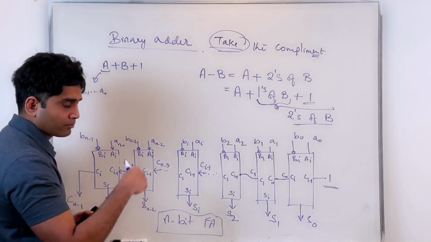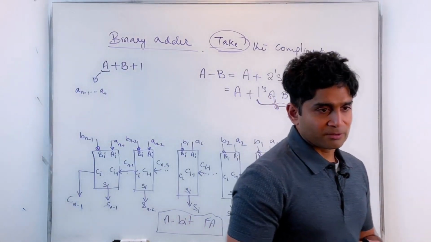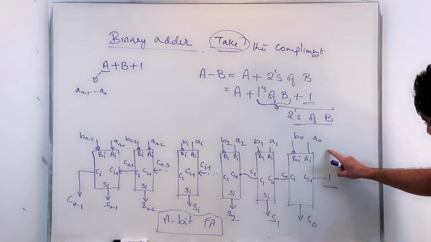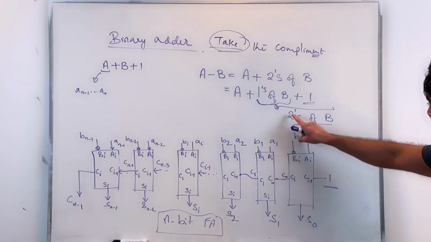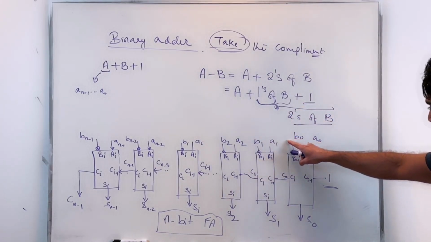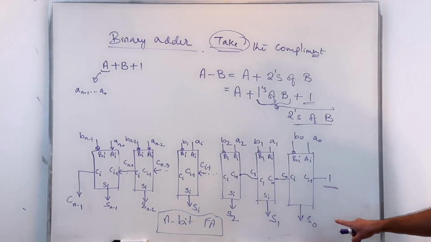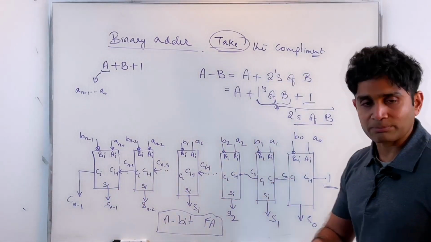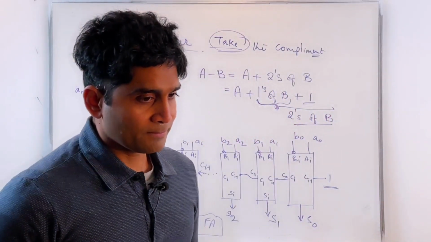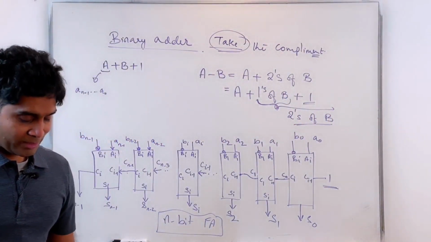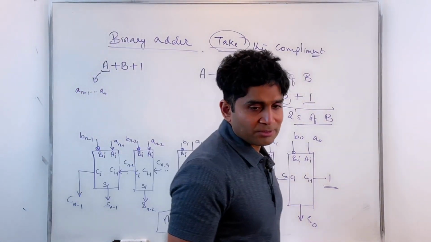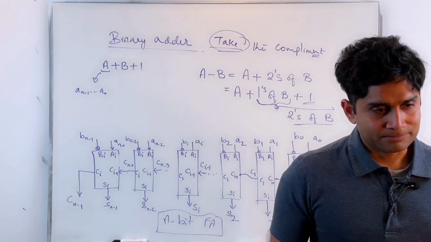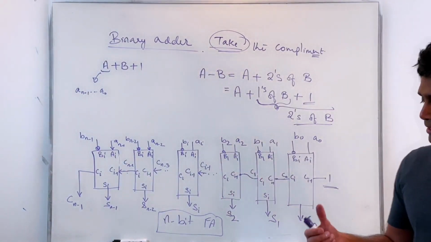Again, this circle, this bubble represents inversion. So now you're adding A to the inverted version of B, which is the 1's complement of B, and you're adding 1 to that. So whatever sum you're going to get here, the S is really your subtraction result. Okay. So now you can easily convert an adder circuit into a subtractor, just by that simple modification.